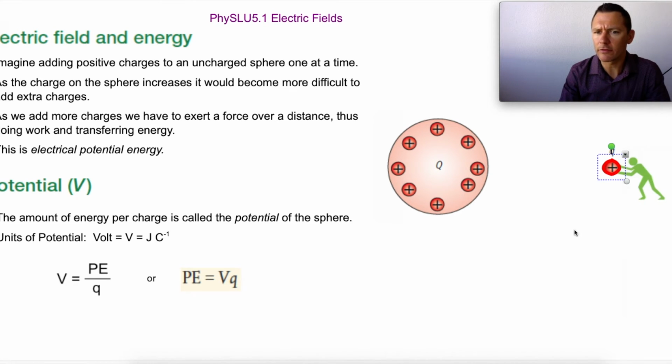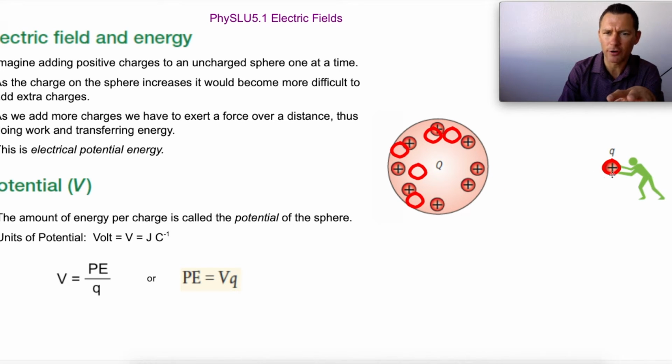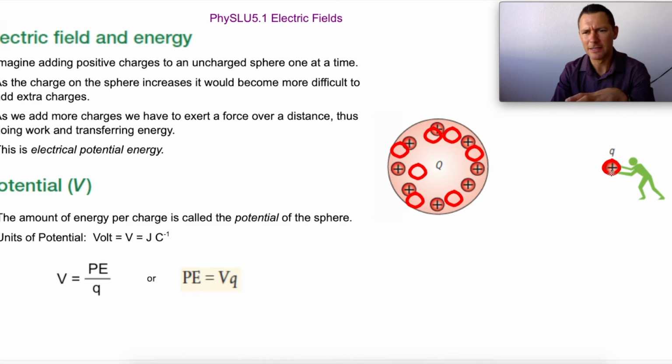Let's turn it into these. The first charge would go on it pretty easily, but once you add these charges on and add more and more and more, it becomes harder and harder because the whole thing becomes very positively charged. And so eventually, it's harder and harder to push them on there.